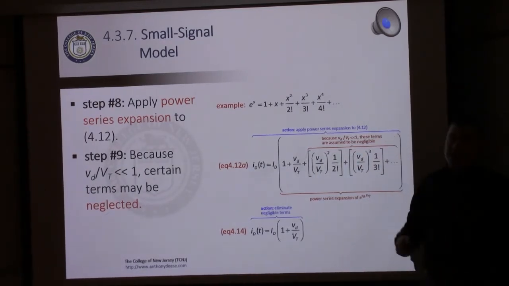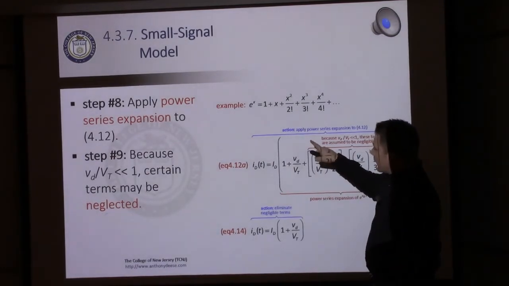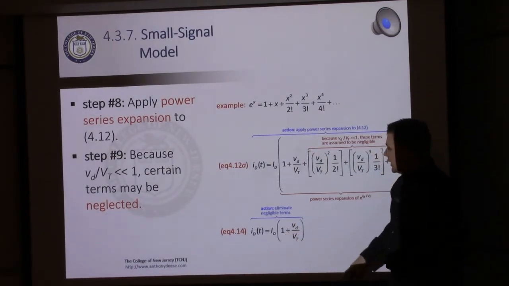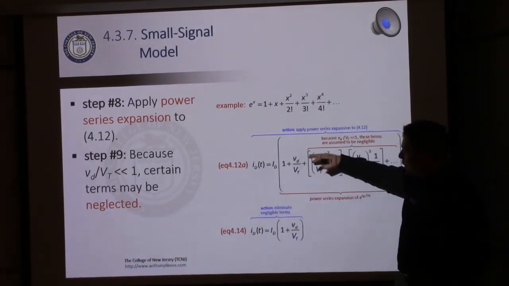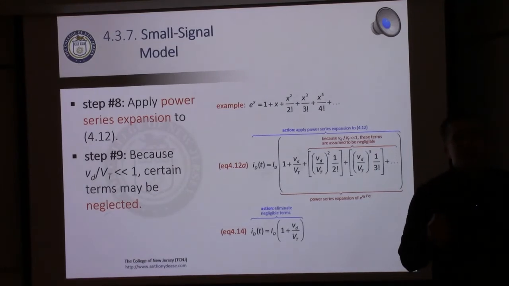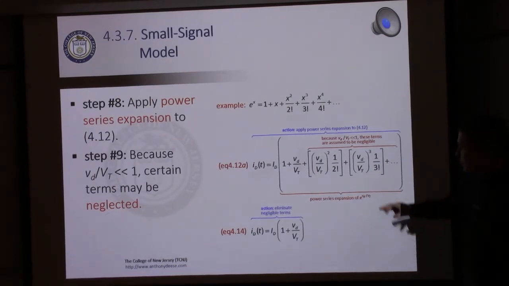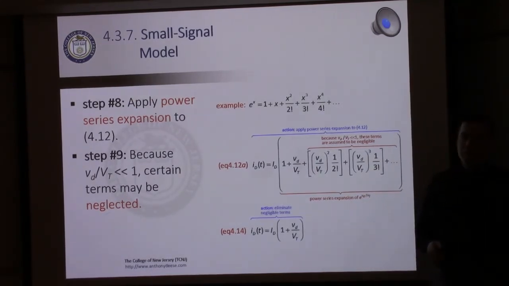And that's the reason why this is called the small signal model, because right here, going from 4.12A to 4.14, where we eliminate the higher order terms, this jump only makes sense if little v, little d, is very small. This jump does not make sense if that value of little v, little d is larger.